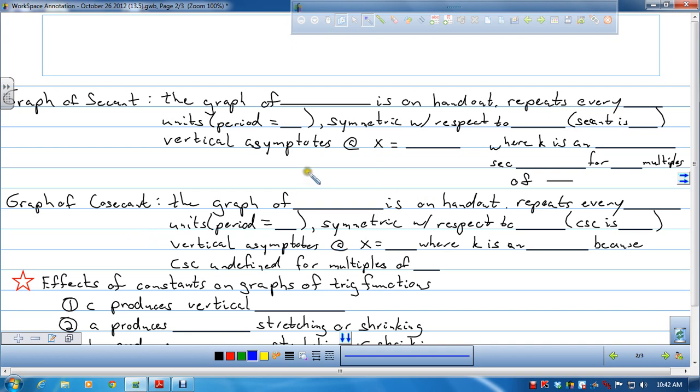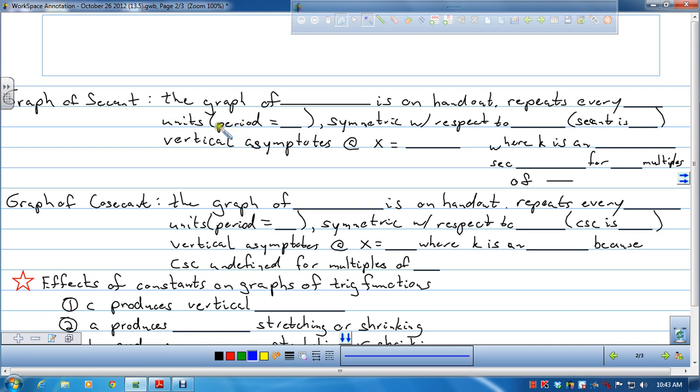They will be related in their vertical stretching, their period, their horizontal stretching. Everything that applies to their reciprocal function will apply to these. It's just that since these are reciprocals, you'll see from the graphs, they'll be going in the opposite direction as their counterpart, sine or cosine, goes.